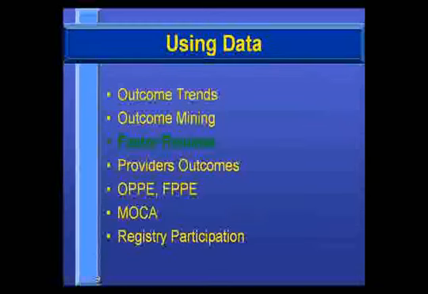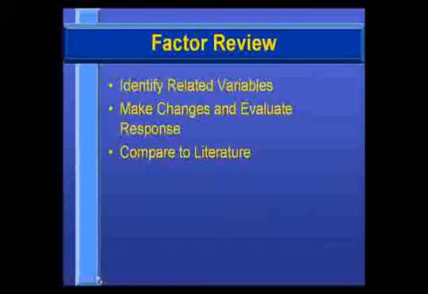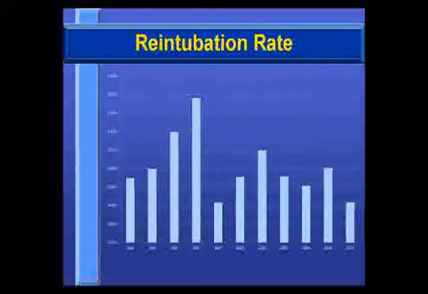Other ways that we use the information, we do factor reviews. What I mean by that is we identify related variables to the outcomes that we're measuring. We attempt to make changes and evaluate the responses to those, and we also compare ourselves to the literature. This is an example of a factor review. We were following our trends for reintubation rates. I think we observed in 2002 that possibly there was an increase in rate of reintubations, again because it's a busy clinical practice and we don't consistently apply statistical analysis to this.